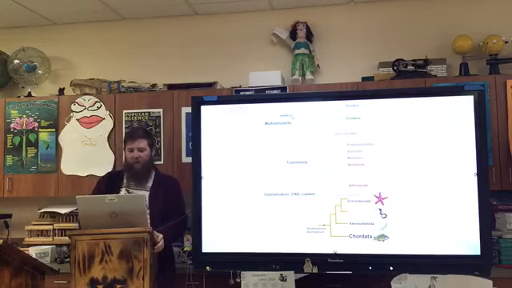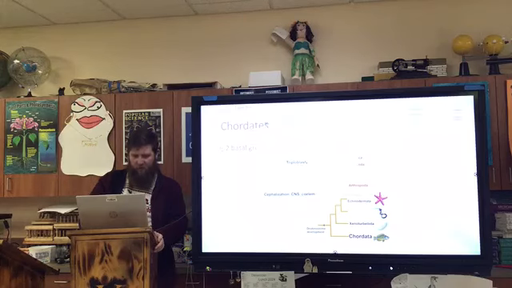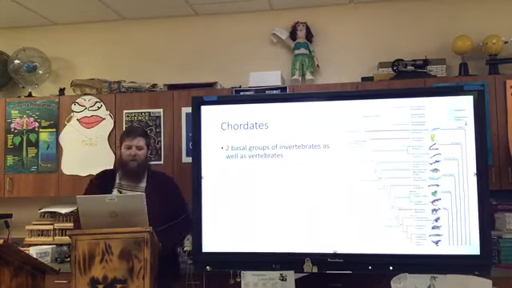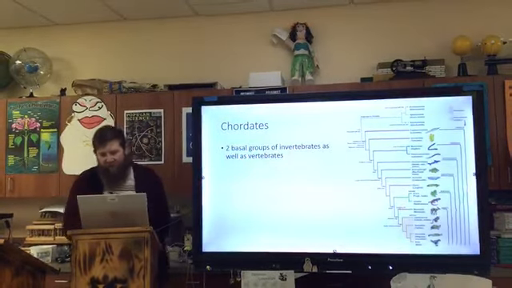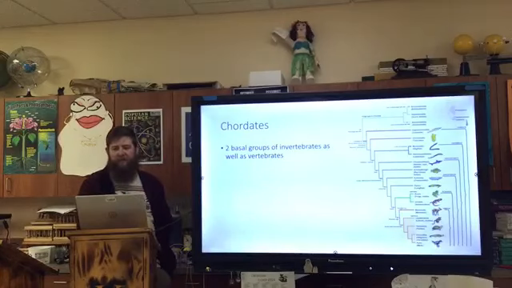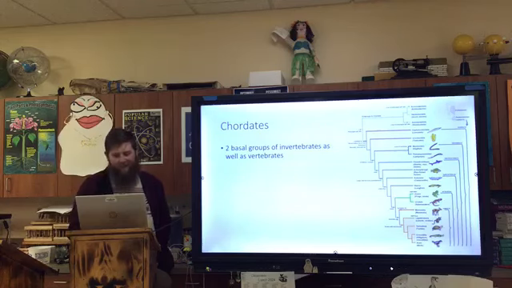Okay, so we're not going to talk a lot about Xenoturbellida there. You see them color, though. So look at the color. We're going to jump to chordates, which are two basal groups of invertebrates as well as the vertebrates themselves. Here's our basal guys up here.